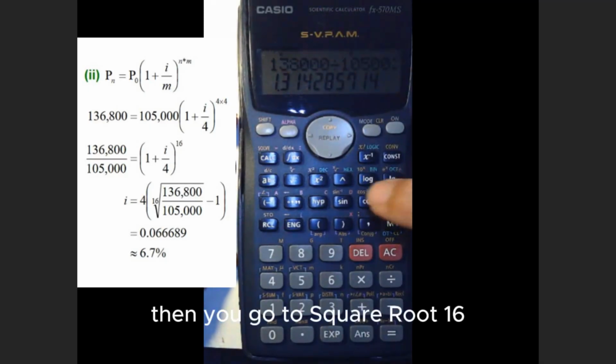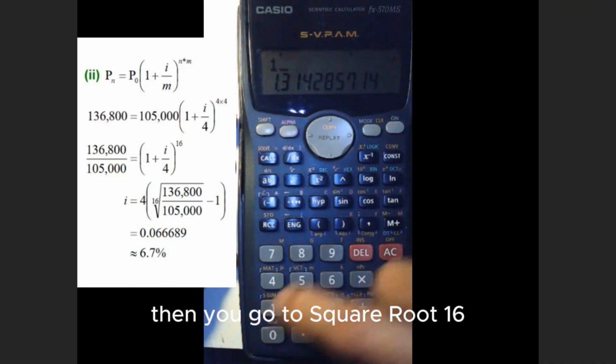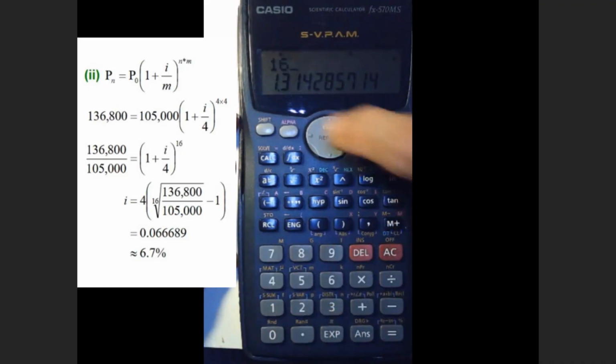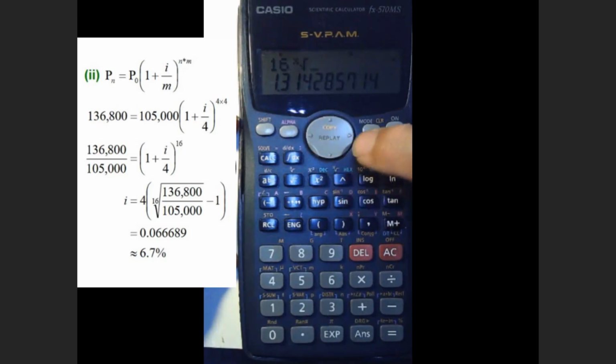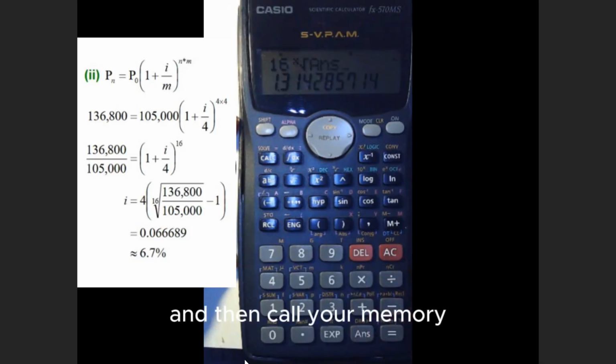Then you go to square root 16, shift square root, and then answer, and then call your memory. So this is the answer.